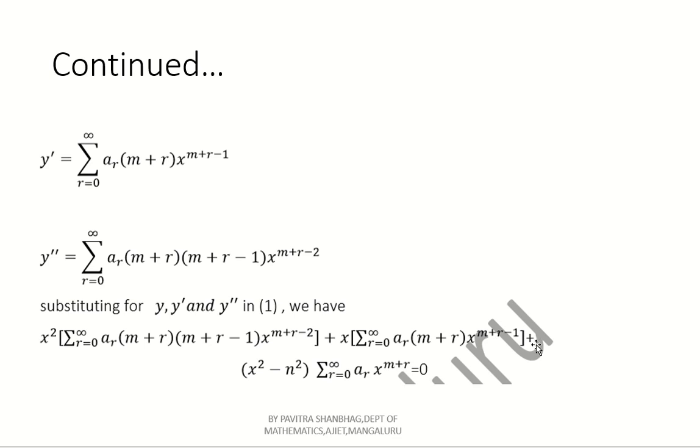Now similarly, what remains here? Plus, if you multiply each and every term separately, summation r from 0 to infinity a_r x^(m+r) into x², that is nothing but x^(m+r+2). Then minus, take the minus outside, n² also is constant, so summation r from 0 to infinity a_r x^(m+r) equal to 0. Just multiply each and every term inside the summation sign and simplify.